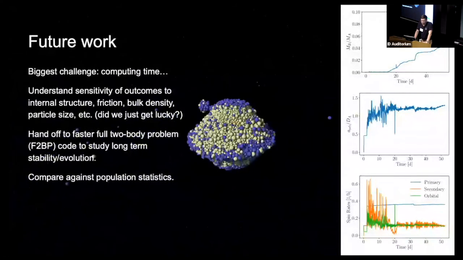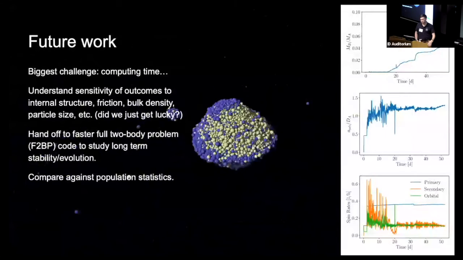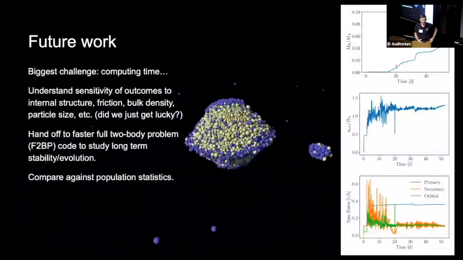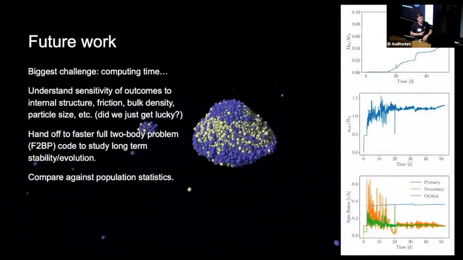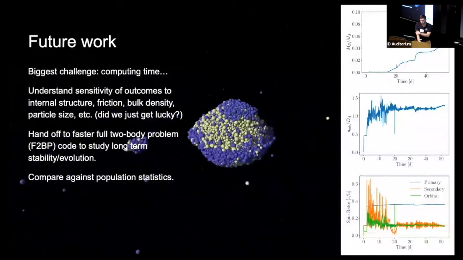And then the other question is, do we just get lucky? If I run this with a different random distribution of 20,000 particles, I don't know how much the outcome changes. So that's sort of the next step, is to vary all these sorts of parameters and see how things change.